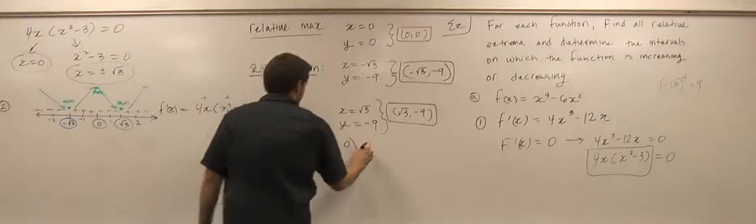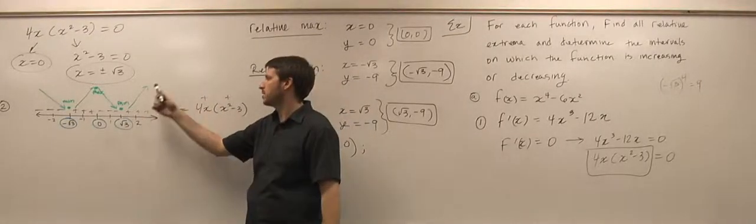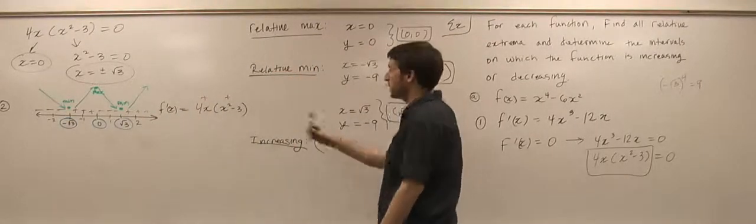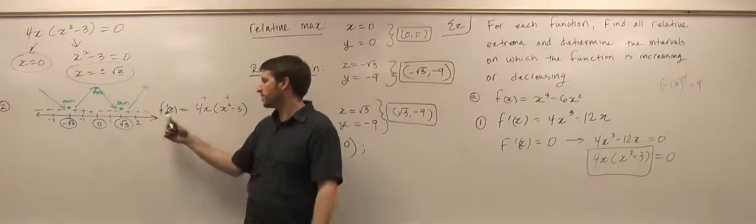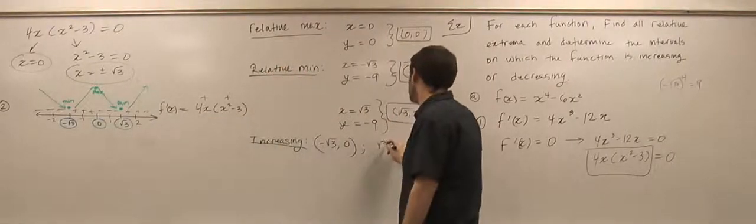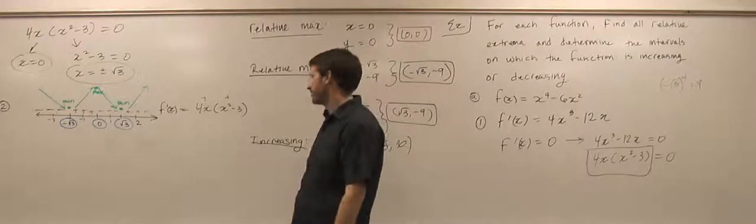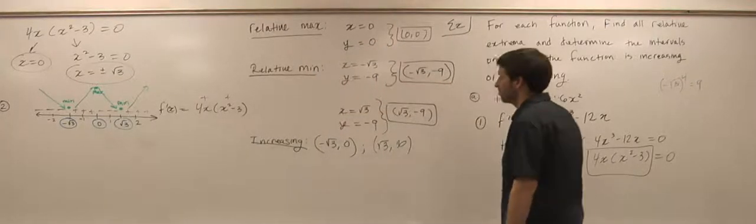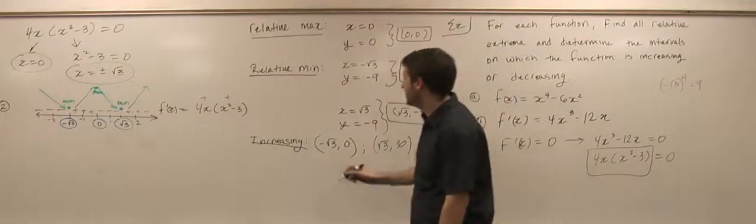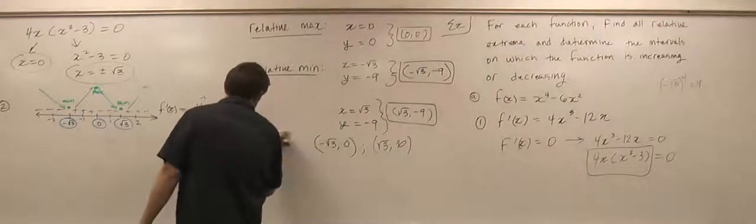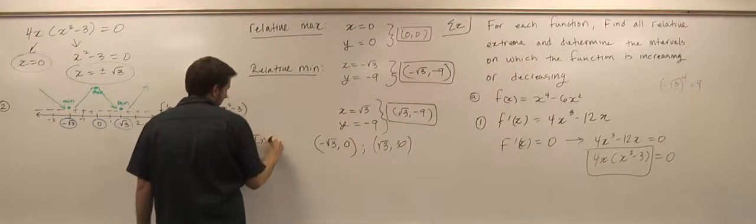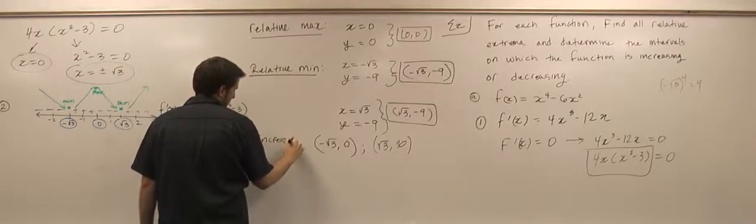And then I have to put my second interval that I'm increasing on. Root 3 to infinity. Because it goes on forever, you're going to use infinity. Can you put the little union guy? Or... I wouldn't say it's technically correct in this case.